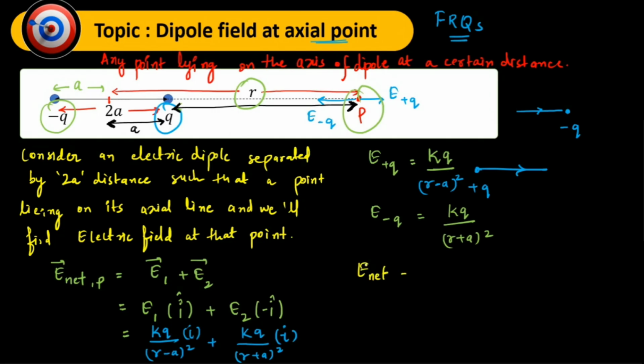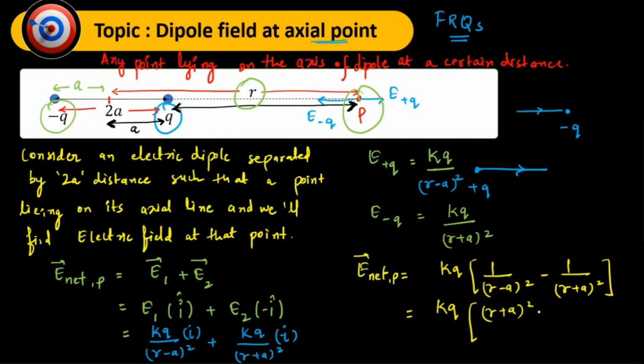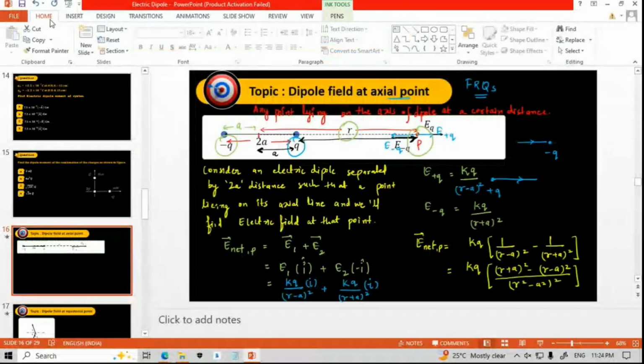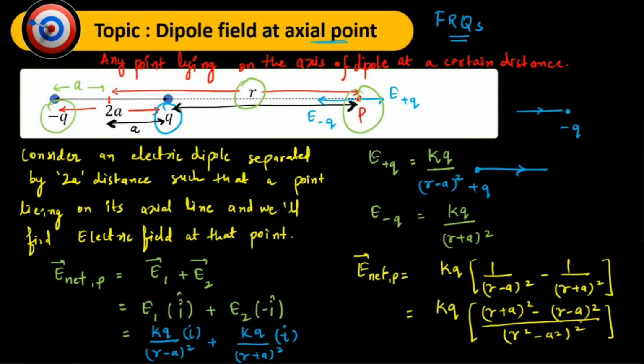So the E net at the point P is going to be KQ, which I can take out as common, times 1 over R minus A whole square minus 1 over R plus A whole square. This is how we are supposed to write it. So KQ times R plus A whole square minus R minus A whole square, and in the denominator, we're going to get R square minus A square whole square, like that. Now, this is the calculation part, and this is something you have already learned in previous classes or previous grades. You have to remember this particular part.